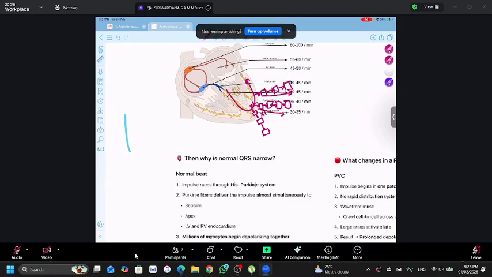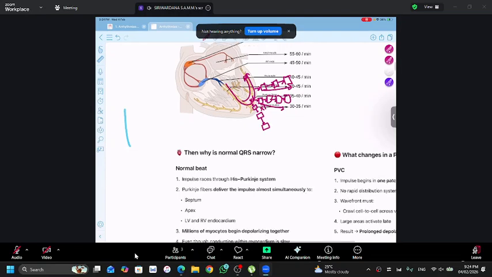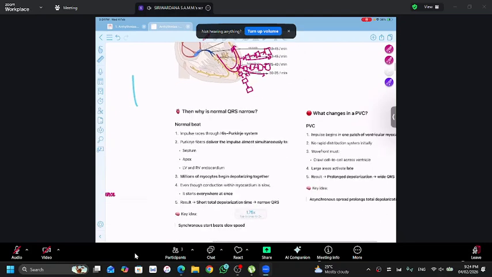However, the His-Purkinje impulse conduction system races along giving this signal. So that's why, even though conduction within the myocardium is slow, it starts everywhere at once. The result is a short depolarization time resulting in a narrow QRS, because everything starts within a very short period of time. The entire ventricle starts depolarizing.